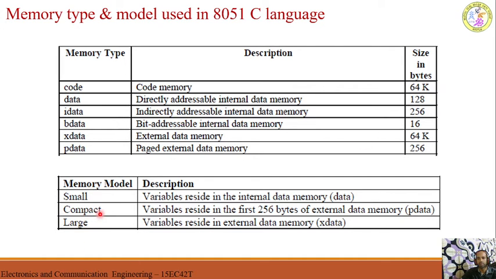Or it can be compact. Variables reside in the first 256 bytes of external data memory, that is called PData, 256. If I declare the memory model as compact, then all the variables are stored in this memory, which is of size 256 bytes. And then the large memory model, where the variables reside in the external data memory, XData. XData is nothing but 64 kilobytes.